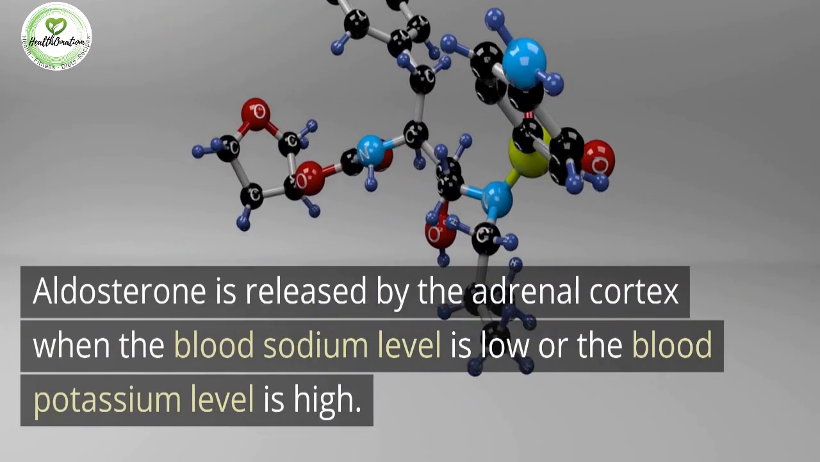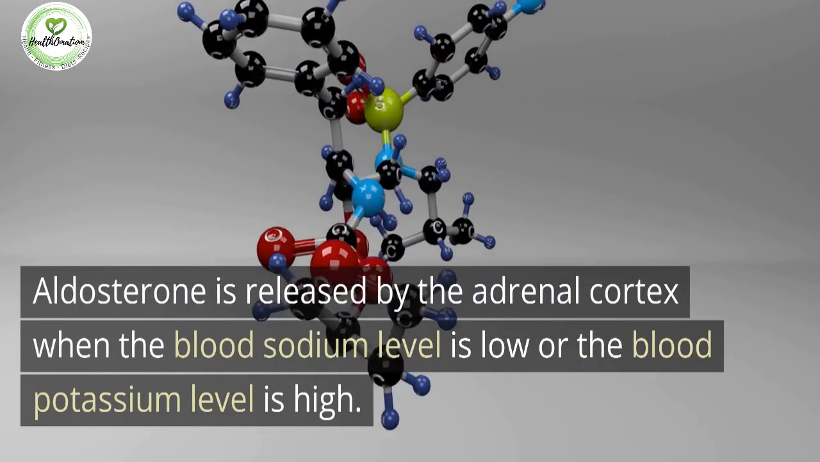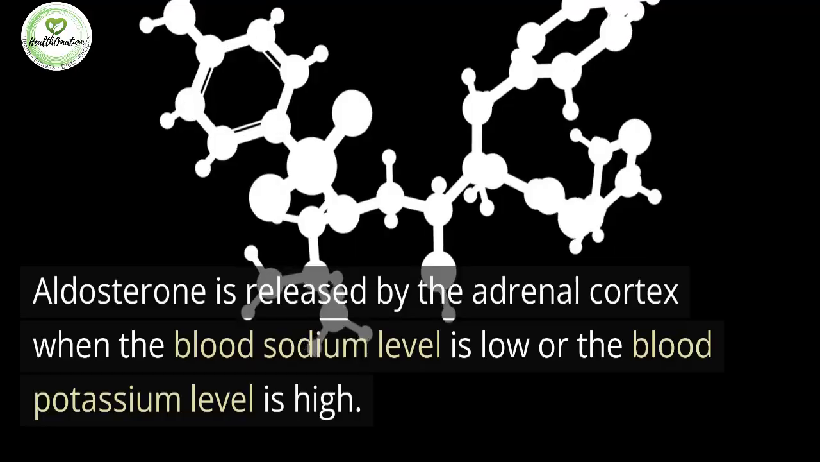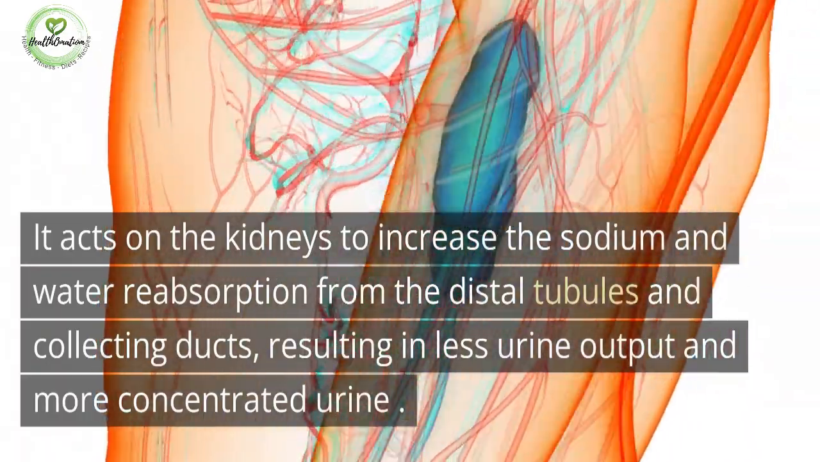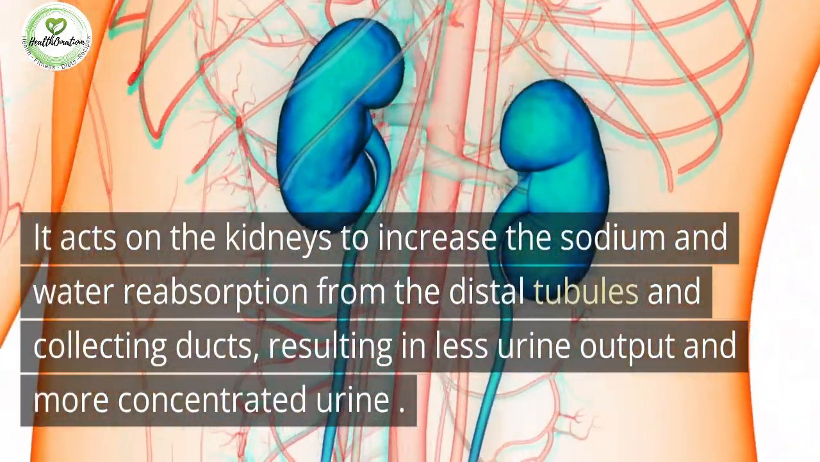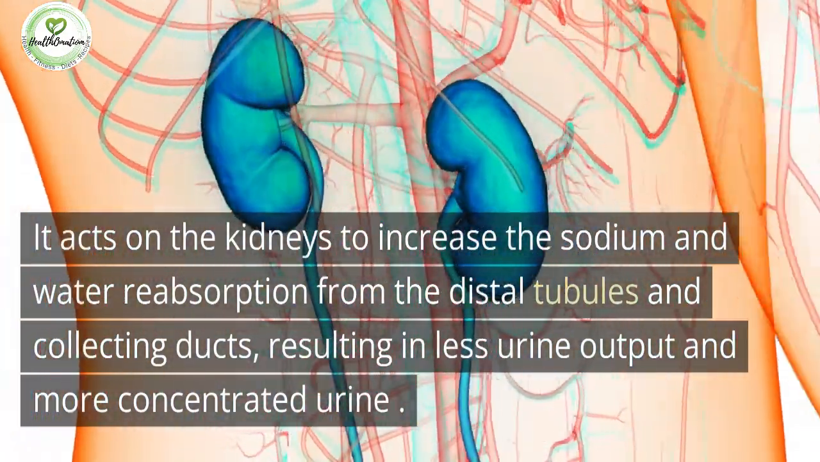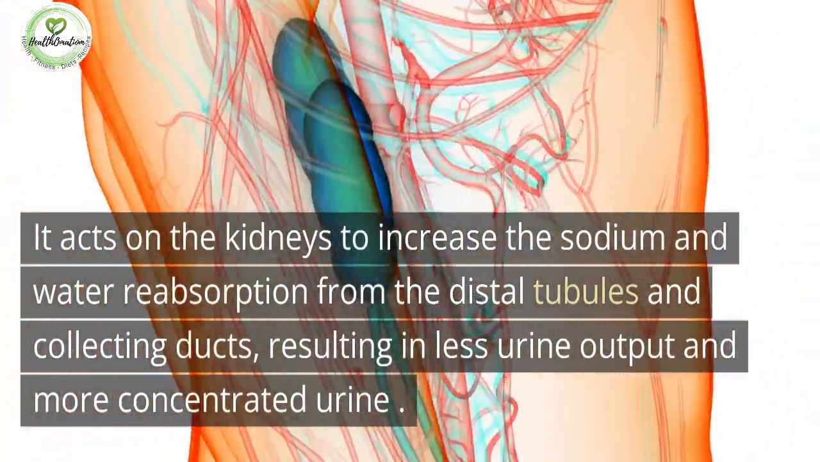Aldosterone is released by the adrenal cortex when the blood sodium level is low or the blood potassium level is high. It acts on the kidneys to increase the sodium and water reabsorption from the distal tubules and collecting ducts, resulting in less urine output and more concentrated urine.